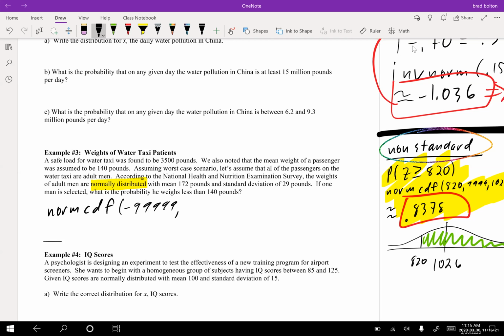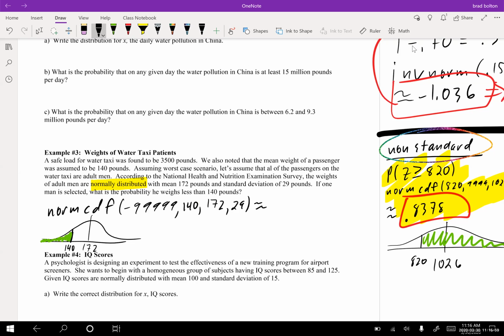So if you think about it, we're doing this problem right here. We know the mean is 172 pounds, and the man over here is 140 pounds, and we want this probability to the left. They said he's going to be 140 or less, less than 140 pounds, so we're going to do up to 140. And then we're going to use a mean of 172 and a standard deviation of 29.